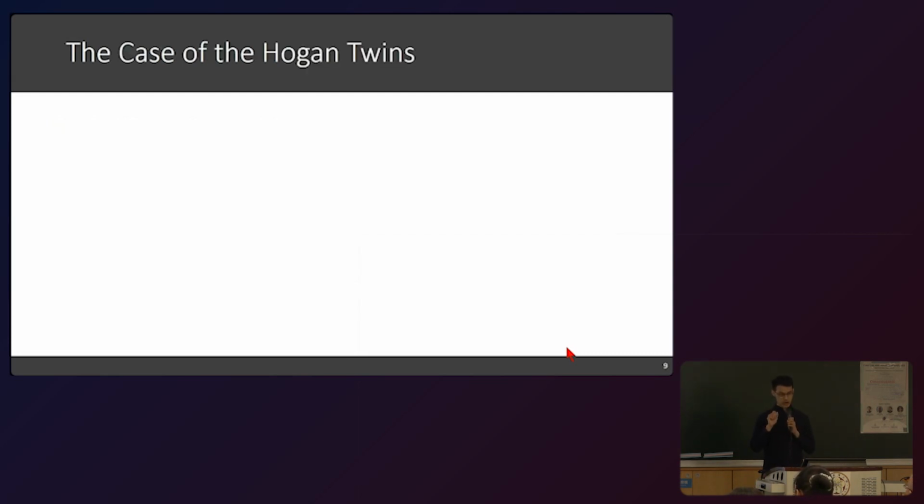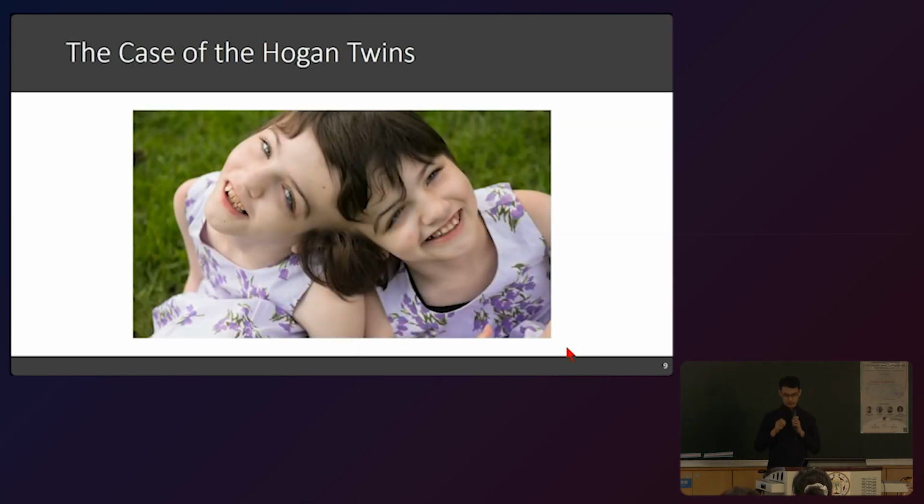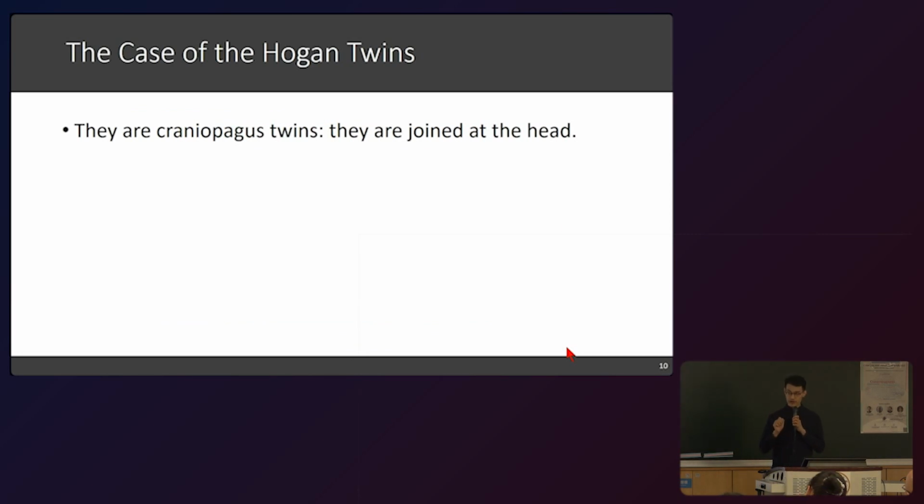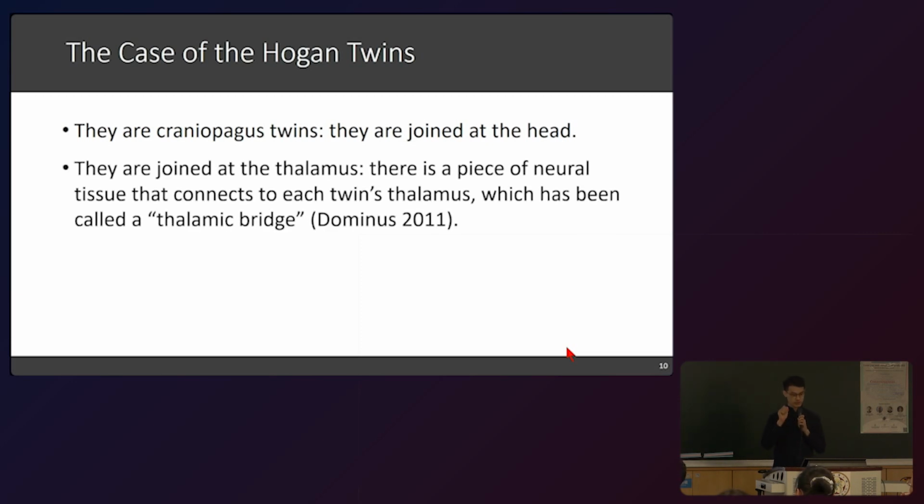The next two claims are about a potential case of shared consciousness. So let me present a case first. The two girls you see are conjoined twins. On your left is Tatiana Hogan, and on your right is Krista Hogan. The twins are very special. They are craniopagus twins. That means they are joined at the head. What's even more unique is that they're joined at the thalamus. There's a piece of neural tissue that connects to each twin's thalamus, which has been called a thalamic bridge.